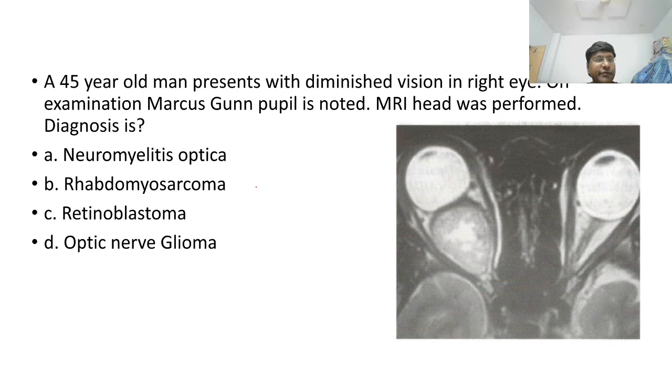We have a 45-year-old man presenting with diminished vision in the right eye. On examination, Marcus Gunn pupil is noted. MRI head was performed. What is the diagnosis? In MRI, remember, it will always be in an opposite fashion. This is your right eye in MRI and this is the left eye in the MRI. To make it easy for you, I have just labeled which is the right eye and which is the left eye.